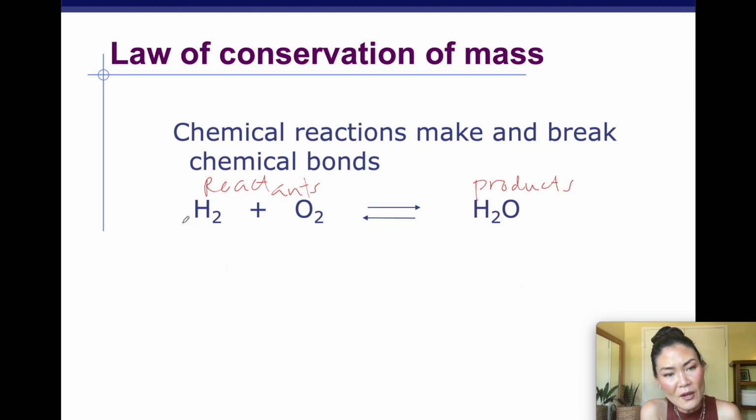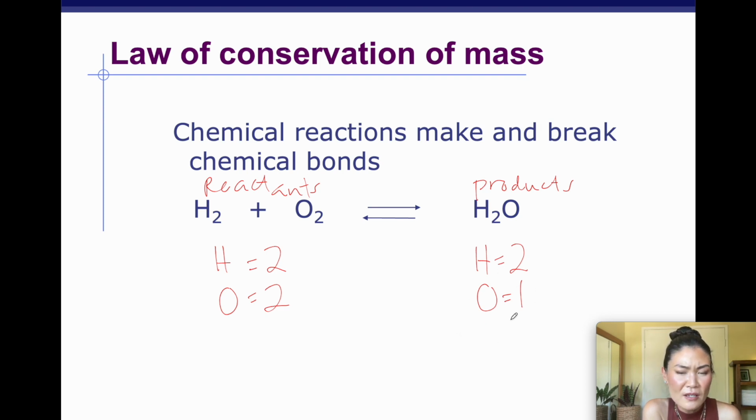So I'm going to count the number of hydrogen atoms on this side. Hydrogen, there's only 2. On this side, there's 2 oxygens. On this side, in the products, we have 2 hydrogens, but I don't see a number 2 after the oxygen. That means that there's only 1 oxygen on this side. According to the law of conservation of mass, you can't just lose 1 oxygen in a chemical reaction. That oxygen needs to be accounted for, okay? So this is a chemical reaction that is unbalanced. It's not balanced, it's unbalanced. And so you have to balance this chemical reaction.